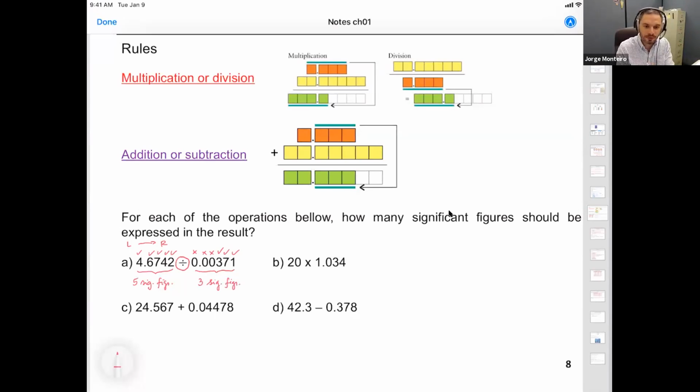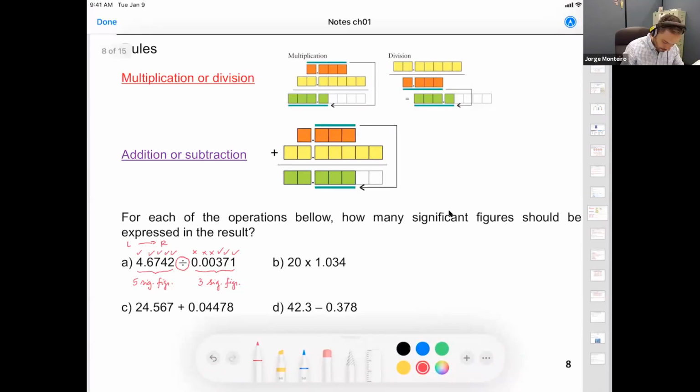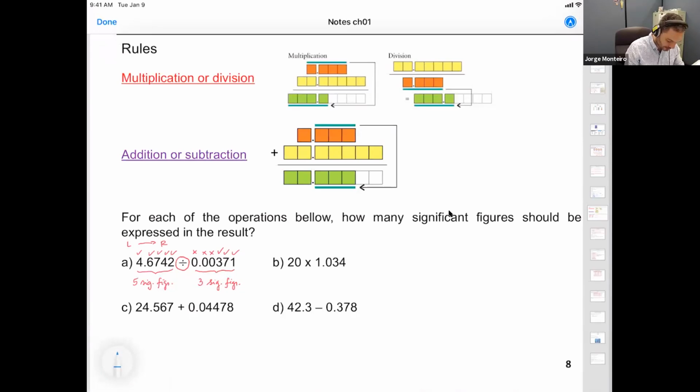Okay, be very careful with the zeros to the left. So therefore, your result cannot have more sig figs than 3. Okay, so that is the one that's going to determine your result.